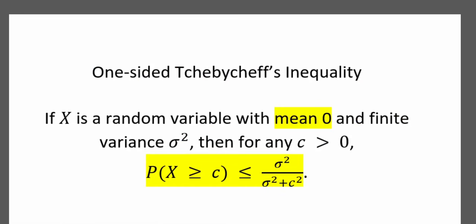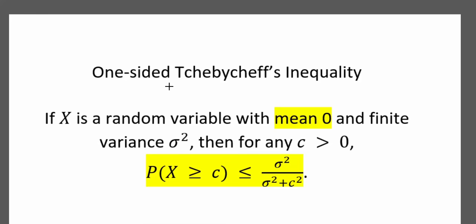For a statement of one-sided Chebyshev inequality, we see that if x is a random variable with mean 0 and finite variance sigma square, then for any positive value c, probability of x greater than or equal to c will be less than or equal to sigma square by sigma square plus c square.